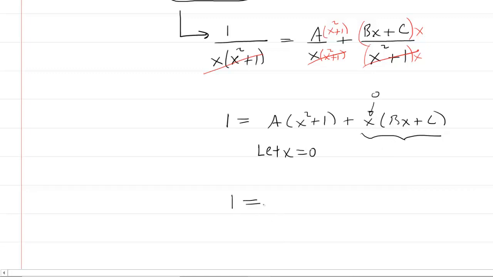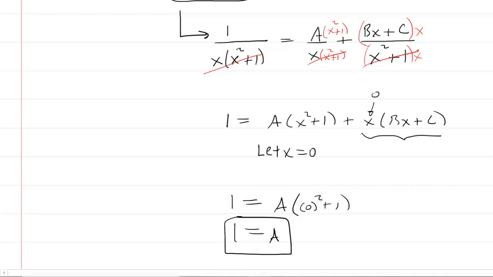So we'll have 1 equals a, and then for this x, you're also going to be putting in the 0. So it's 0 squared plus 1. This is an easy equation to solve. We can see that a is indeed equal to 1. So far, so good, but of course we still need to find the values of b and c.